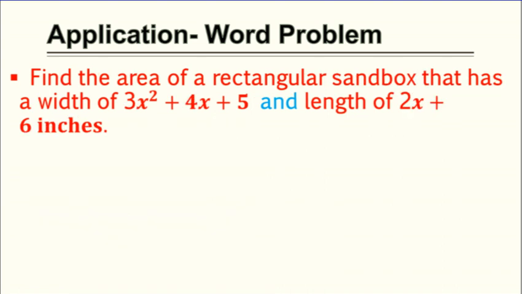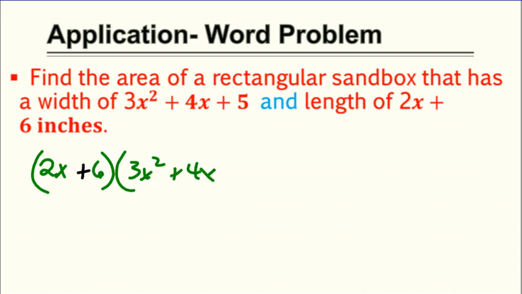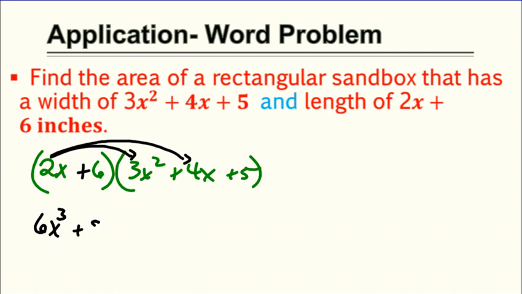And our last question, find the area of this rectangular sandbox. We have our 2x plus 6 times our 3x squared plus 4x plus 5. So 2x times 3x squared is 6x cubed. 2x times 4x is plus 8x squared. 2x times 5 is a positive 10x.